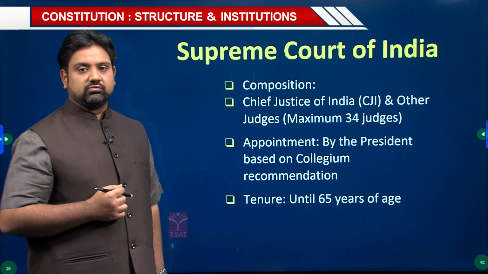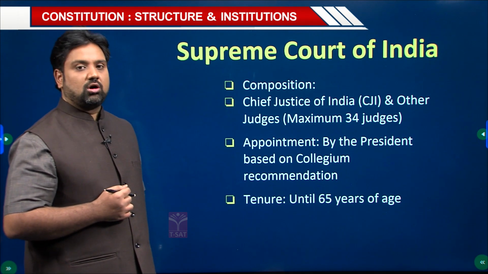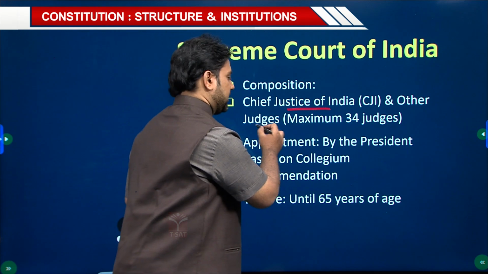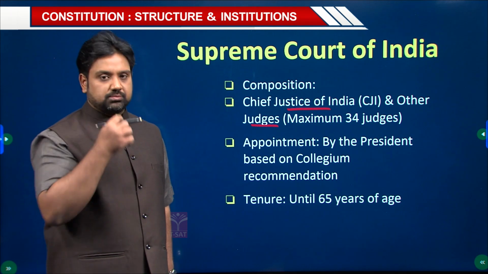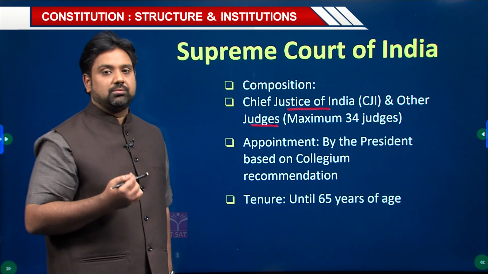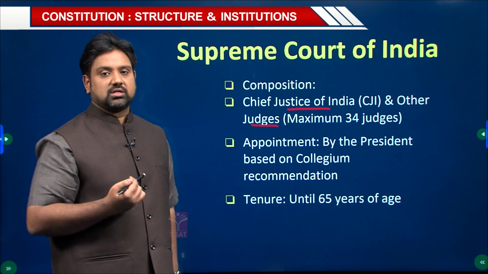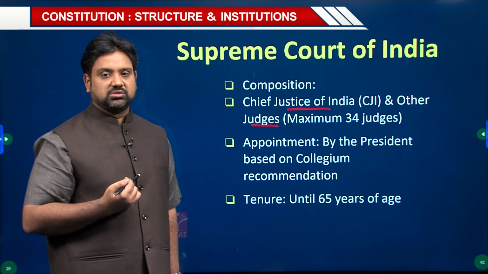Composition. When we see the composition, the Supreme Court of India consists of the Chief Justice of India and other judges. The actual number has not been fixed. Why? Because depending upon the requirements from time to time, it has been increased, and as of now, it is 1 plus 34. That is, the Chief Justice of India and 34 maximum judges.